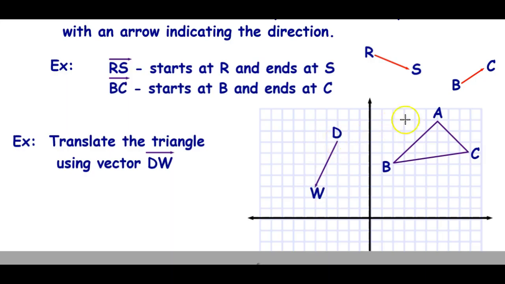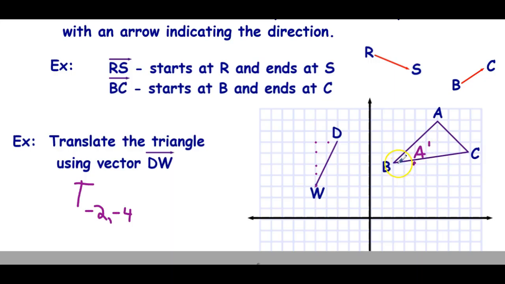Each one of the vertices on triangle ABC will move 1, 2 to the left, and 1, 2, 3, 4 down. That would be T of, if I go to the left, that's -2. And if I'm moving 4 down, it's a -4. Let's do that with each vertex. I'm going to take A and I'm going to go 2 to the left, 1, 2, and 4 down, 1, 2, 3, 4. Make a point, which will be A prime.